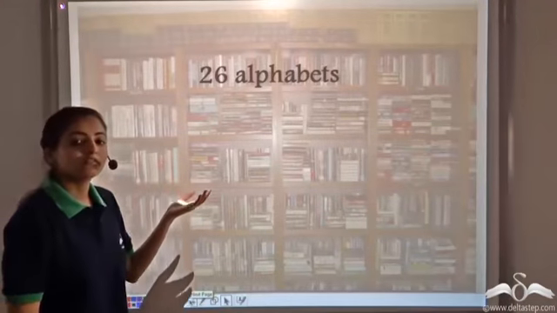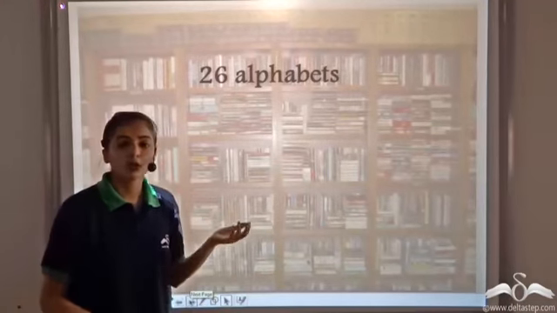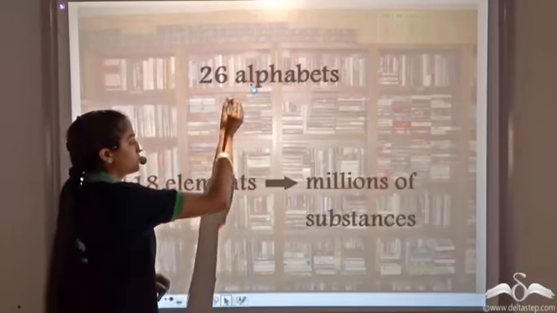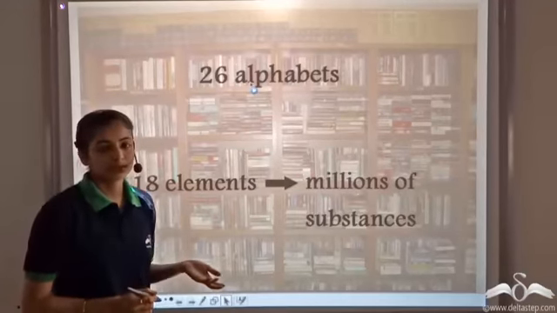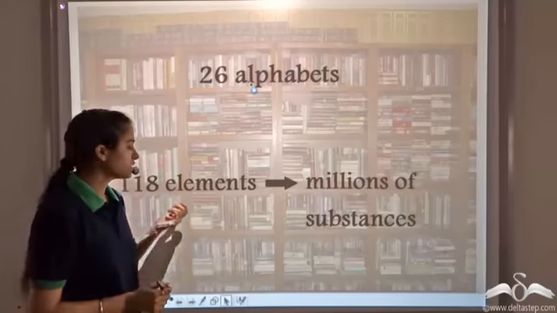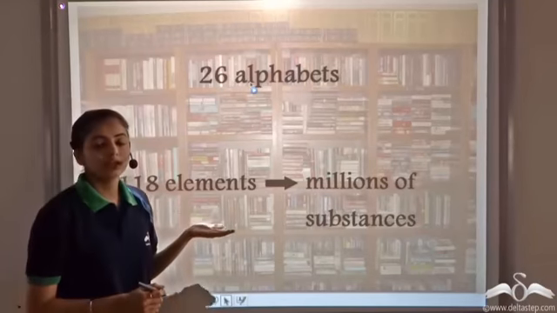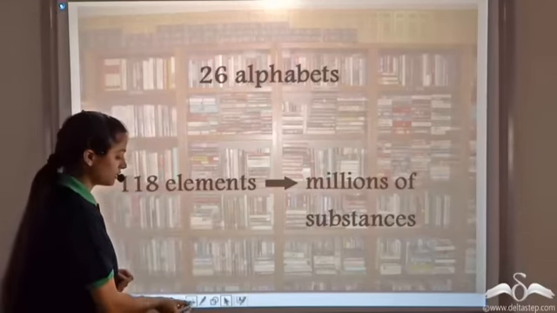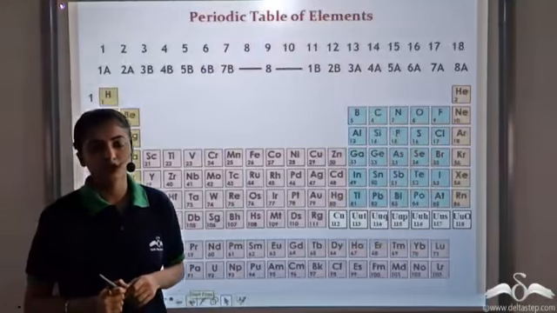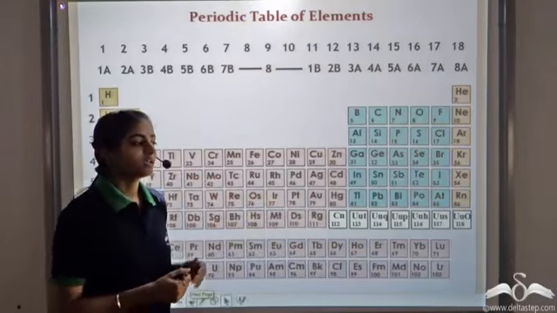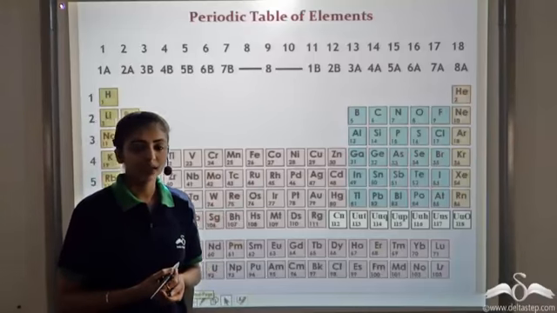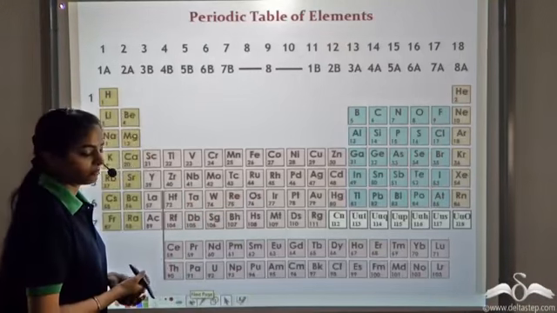Like 26 alphabets make up millions of libraries all over the world, these 118 elements make up millions of substances. So it's very important to organize these 118 elements well. This is where the modern periodic table comes into the picture. It organizes these 118 elements in a very proper and systematic manner. Let's study some of their merits.